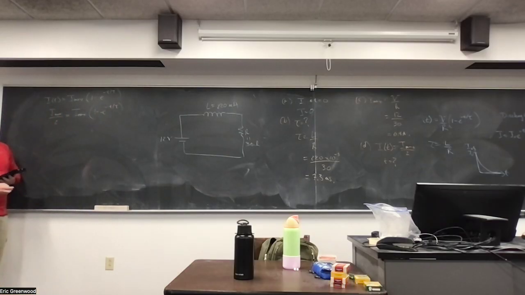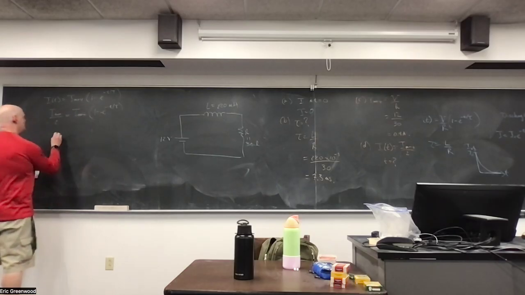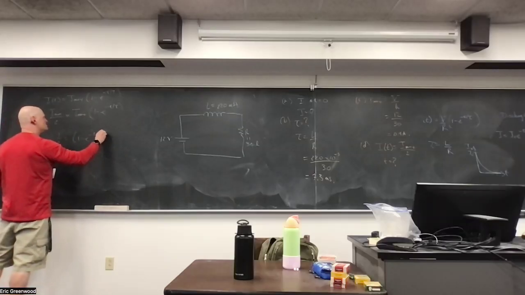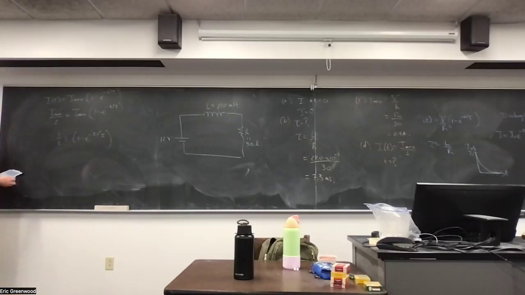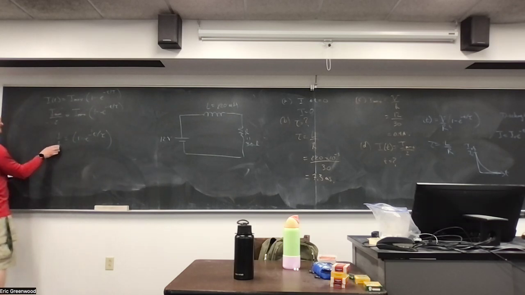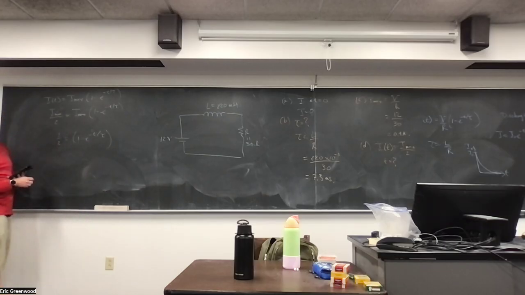So what's going to happen to our I max? It's going to cancel. So I'm going to get 1/2 is equal to 1 minus e to the minus t over tau. Now what I want is t, so I'm going to swap these two terms. I'm going to bring this to this side, which is going to give me 1 minus a half. But what's 1 minus a half?